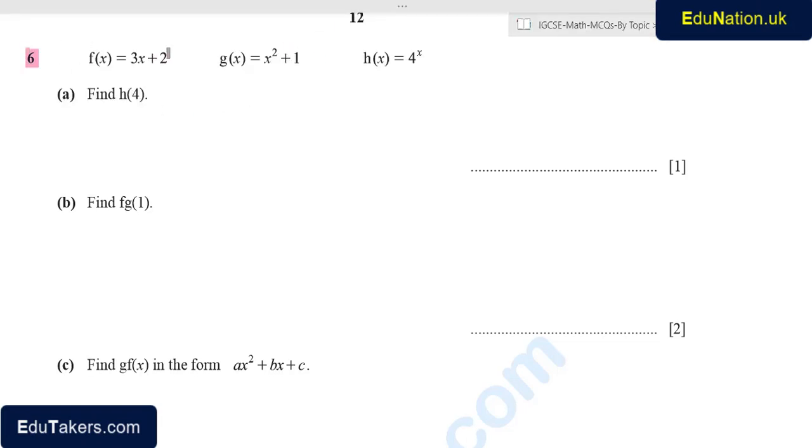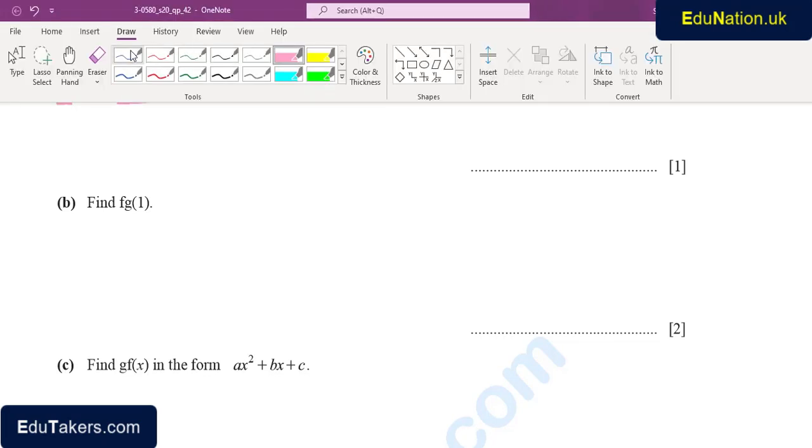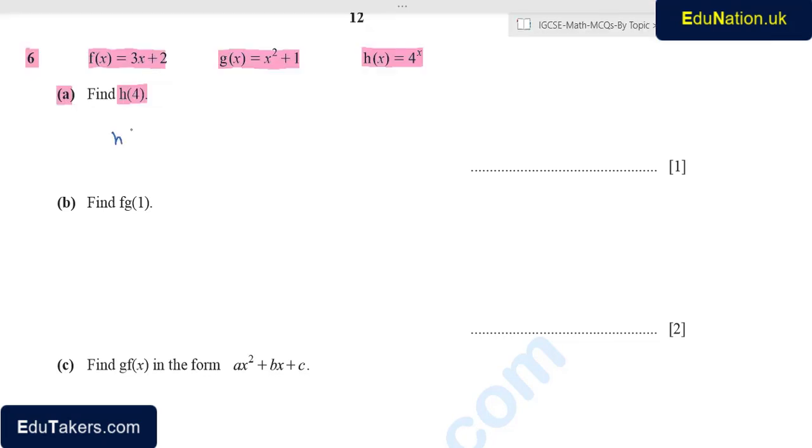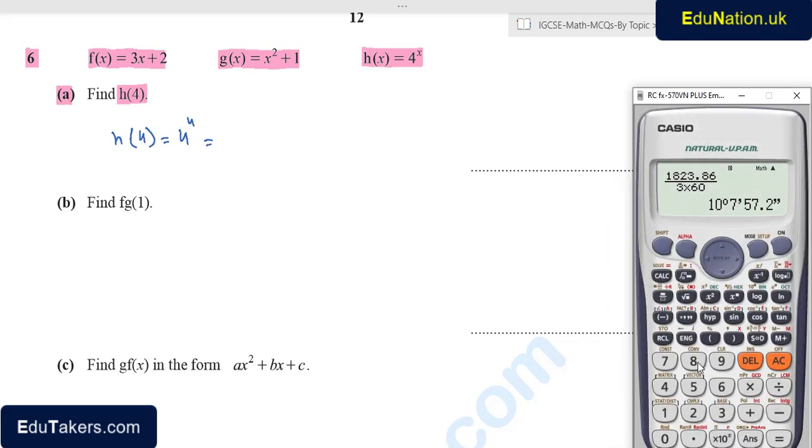Next is question number 6. f of x is equal to 3x plus 2, g of x is equal to x square plus 1, h of x is equal to 4 raised to power x. Part A, find h of 4. h of 4 is equal to 4 raised to power 4, and 4 raised to power 4 is 256.